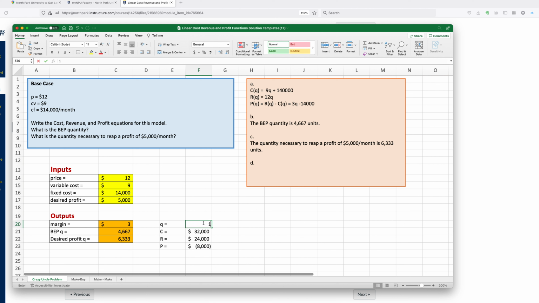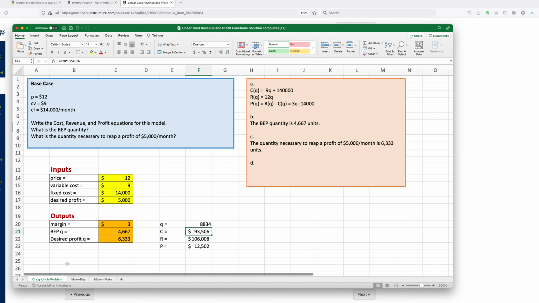So what if I was to sell 1,000? Well, I have a bigger loss. What if I was to sell 10,000? I would get a profit of 16,000, for a cost of 104 and a revenue of 120. What if I was to sell 8834? I could put any number in here, it doesn't matter, and it gives me my profit. If you set this up and it's correct, I know you've done this correctly. So that's a base case crazy uncle problem.